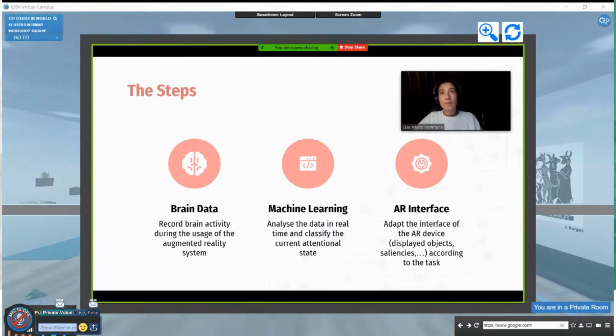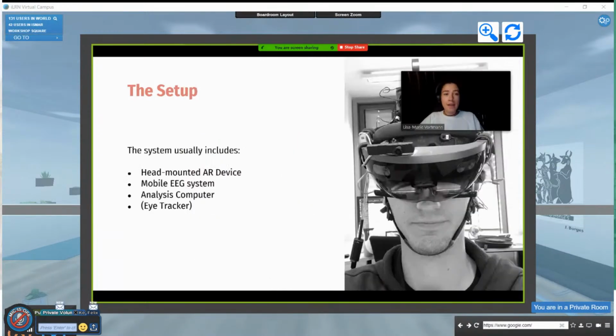Okay. So the setup of our experiments is usually like this. It includes some sort of device. In this photo, it's the HoloLens 1. And you need to find a setting that works with the mobile EEG system and that doesn't interfere too much with the electrode placement. You need an analysis computer that works with the EEG data. And for some of our settings, we need eye trackers, depending on what we are measuring.